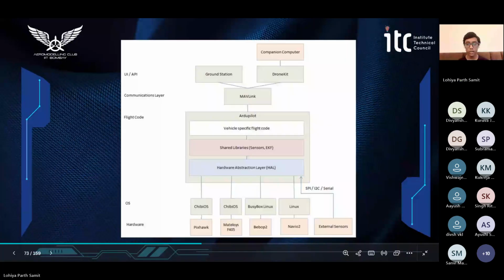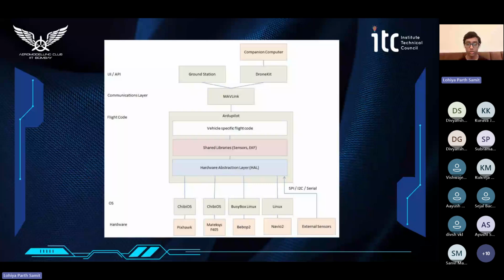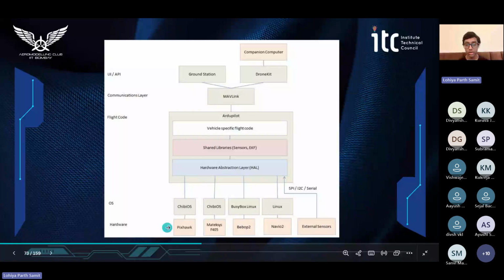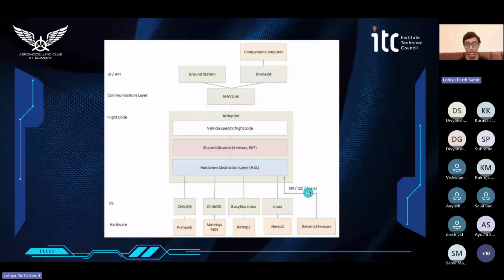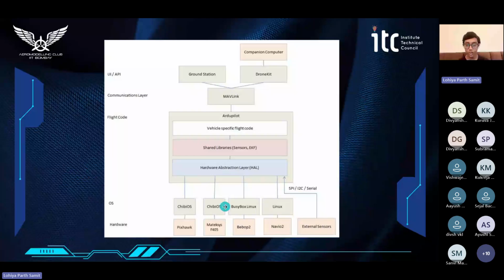Moving ahead, this is the general architecture that we'll be developing throughout this session. Here we see that we have the Pixhawk flight controllers, and we also have some other controllers and sensors. These can be connected via SPI, I2C, or serial ports. And here we have the operating systems, like the Linux one that we might have heard of, and some other variants as well.